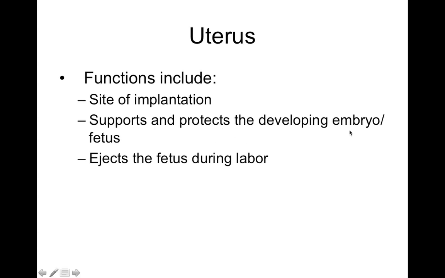And it's protected in the sense that the uterus is a fairly thickly walled structure, also found within the pelvic cavity, so surrounded by a bony structure there. But it also aids in labor because the uterus, as a thickly walled muscular organ, has smooth muscle, the myometrium, that can contract and force the fetus out during labor.